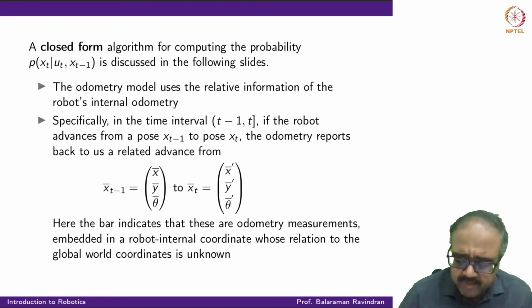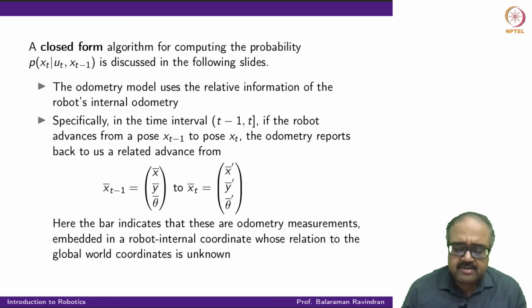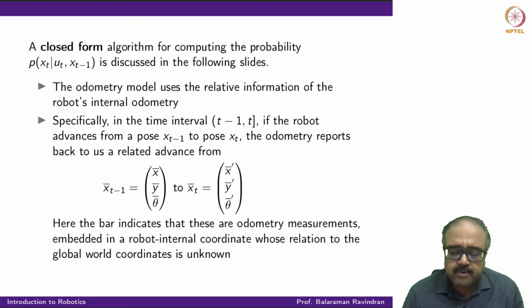So if you think of the actual dynamics of the system as taking the robot from a pose x_{t-1} to a pose x_t, I can think of the odometry as reporting an advance from x-bar_{t-1} to x-bar_t, where x-bar_{t-1} and x-bar_t are the measured values of the pose at time t-1 and at time t.